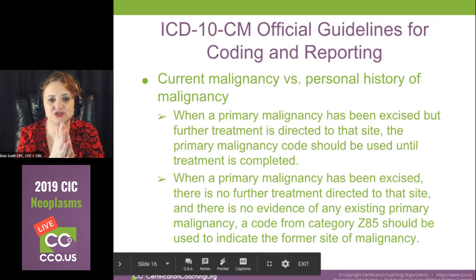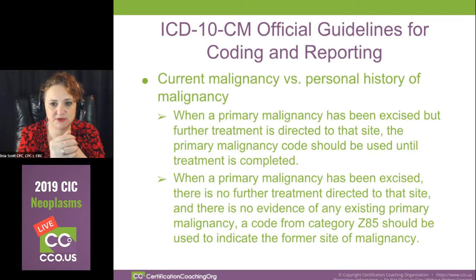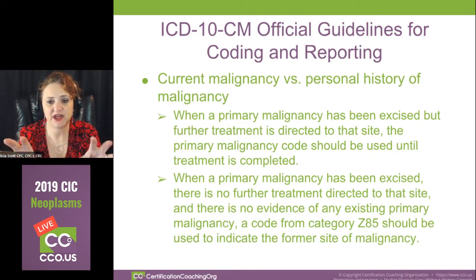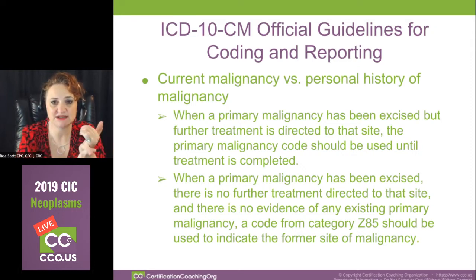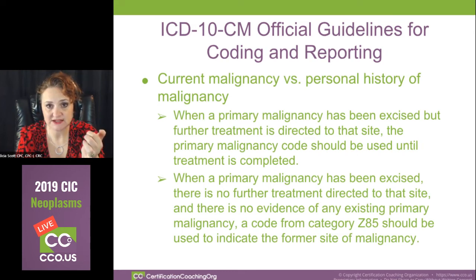Now, let's go back to current malignancy and personal history of malignancy. I already commented on that a little bit. The guideline is saying if the malignancy has been excised and they are still having treatment to that site. So we removed Mrs. Brown's brain tumor, that tumor's gone. However, she's now getting radiation. That's still active treatment. That is not a history of. She's still getting radiation. So you can use that as the primary code, even though the tumor is out, she's getting radiation.